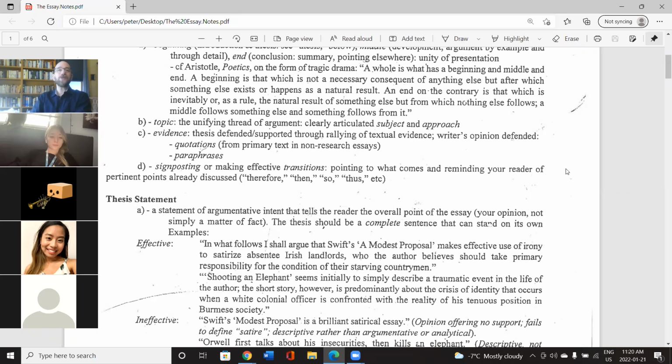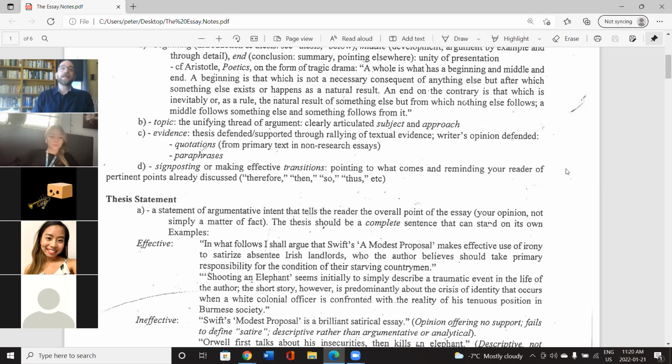What are the two chief ways of defending your opinion? By quoting directly from the text and then analyzing those quotations, pertinent quotations, quotations that actually do what you say they're doing. And then, of course, through paraphrase, which is simply not direct quotation, but a synopsis or a reminder of what the text is saying in your own language as opposed to in its language.